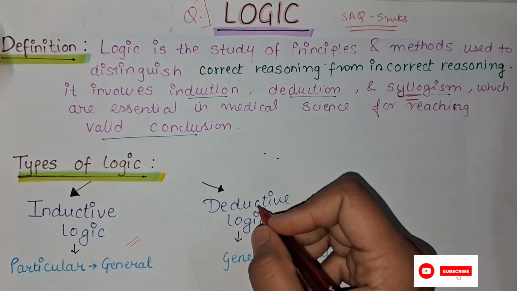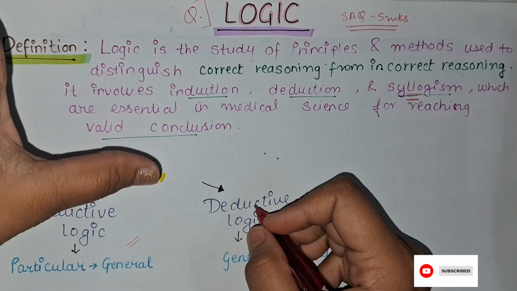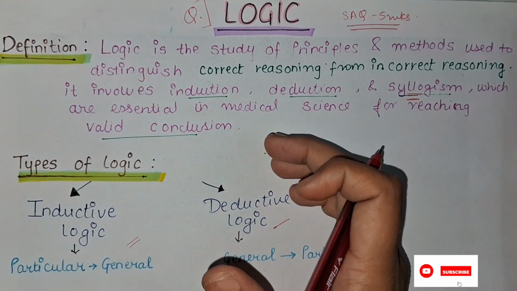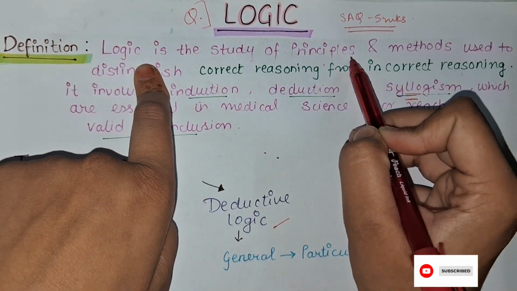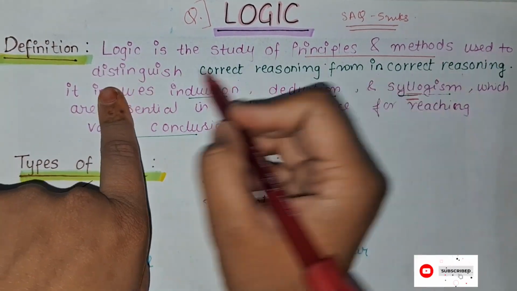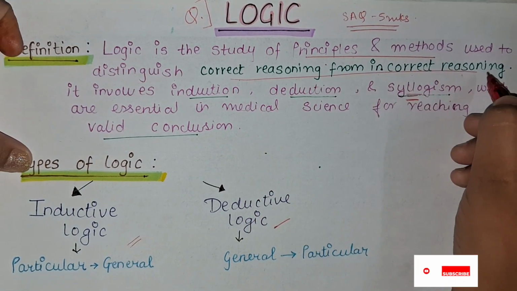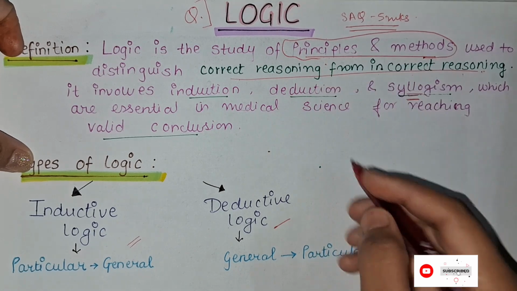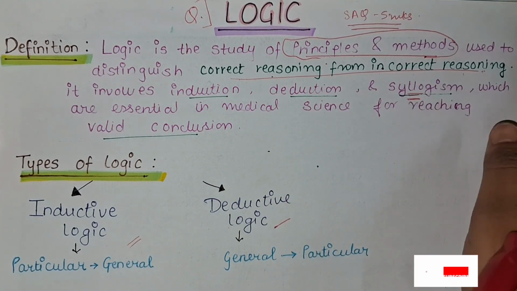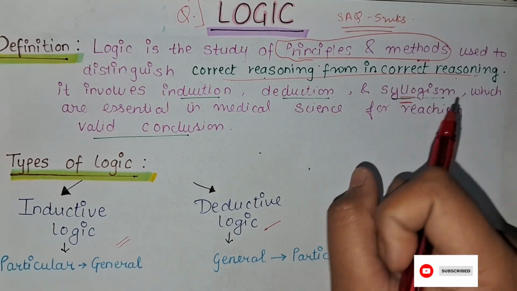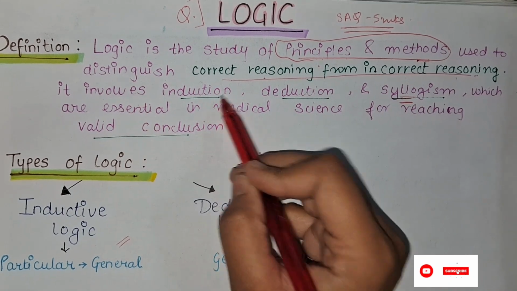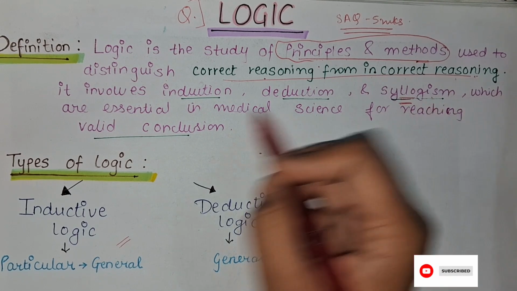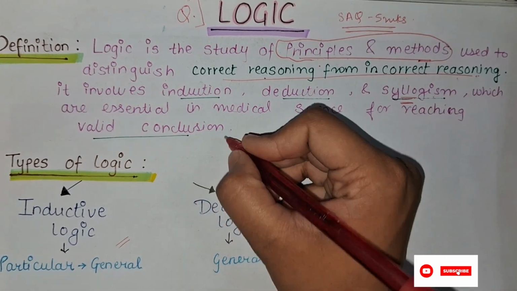So where we use these things to distinguish between what is correct and what is incorrect, that comes under logic. First we'll see the definition. Logic is the study of principles and methods used to distinguish correct reasoning from incorrect reasoning. Whatever principles and methods are used to distinguish what is correct and what is incorrect, that study is known as logic. It involves induction, deduction, and algorithm, which I already told you about, and which are essential in medical science for reaching valid conclusions.